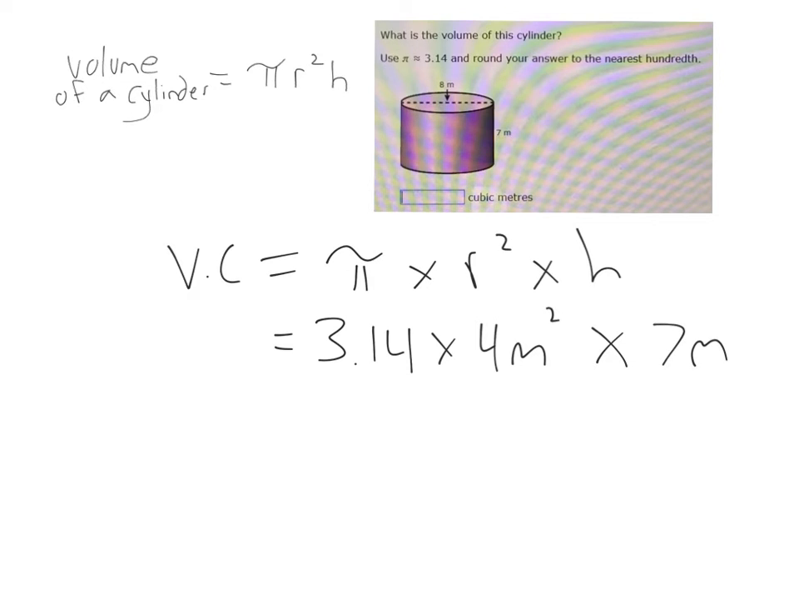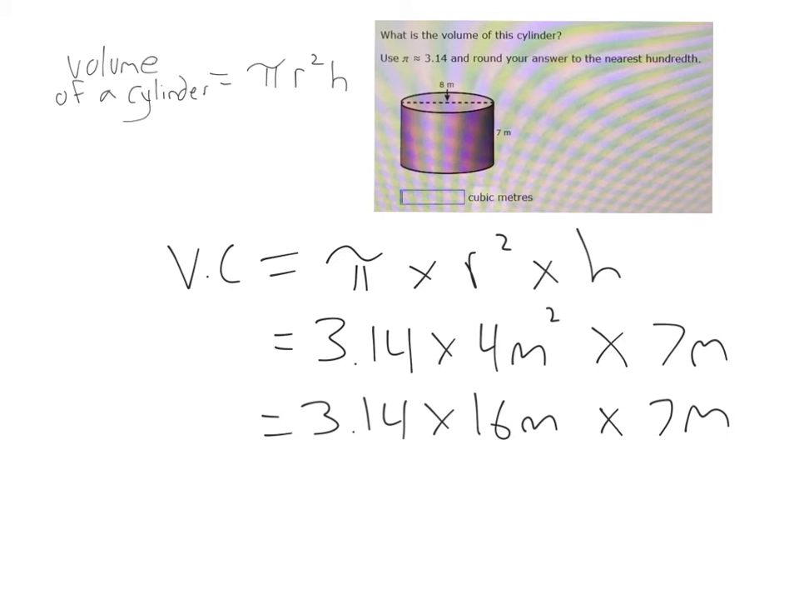So let's start with our exponent. 4 squared, 4 times 4 is 16 meters. Then we'll put those other numbers again. So 3.14 times 16 meters times 7 meters. Do an estimate. 3 times 16, 3 times 10 is 30, 3 times 6 is 18, so 48-ish, so 50-ish times 7, 50 times 2 is 100, so that's 200, 300, 350-ish.